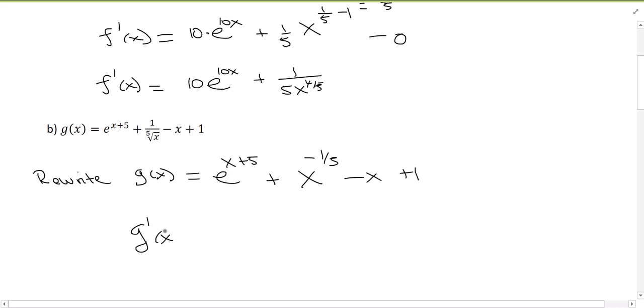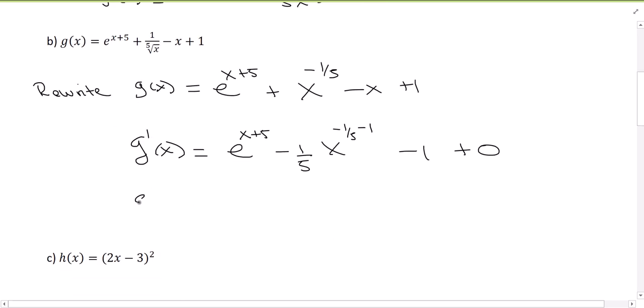So g prime of x, the derivative of e to the x plus 5: there's no constant in front of the x, so that's just the 1. The derivative of x is just 1. So then this is just e to the x plus 5. We retain everything. And now we bring the exponent down. So minus 1/5 x to the minus 1/5 minus 1. General power rule here, right? The difference between these two is that this is an exponential, where x is in the exponent, versus here, where x is the base. And then the derivative of negative x is minus 1, and the derivative of plus 1 is 0.